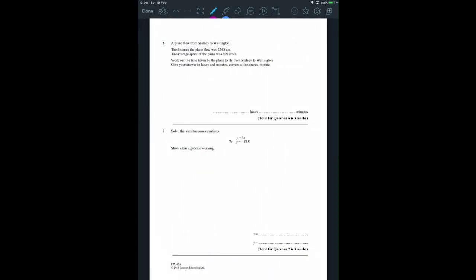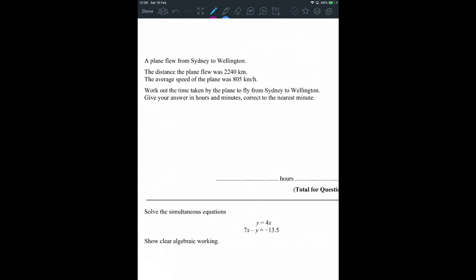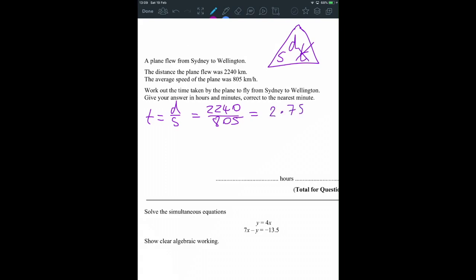Question 6. A plane is travelling from Sydney to Wellington. We have the distance and the average speed. We want to find the time. So you've got speed equals distance over time. Using the triangle, if we cover up time, that says that t is d over s. 2,240 over 805. Now it's worth checking at that point, do the units match up? And yes, indeed, they do. These are in kilometers and kilometers per hour. Doing the division, you get 2.78 and a load of decimals.